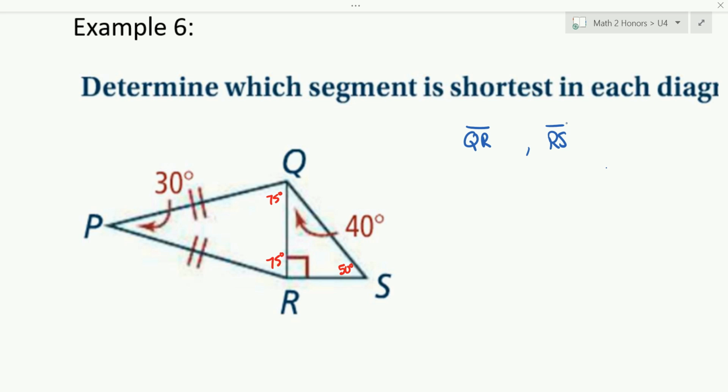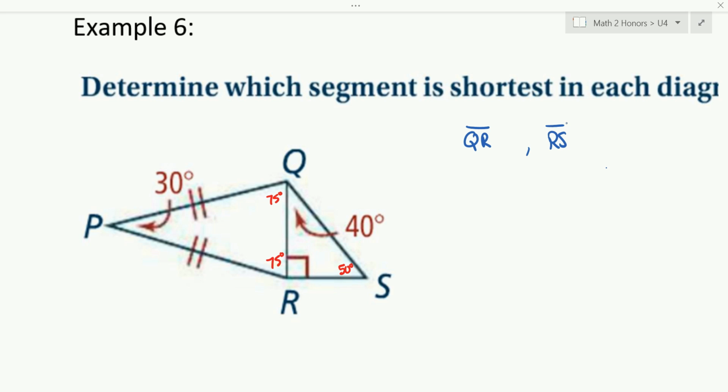QR is across from the 30 degrees, which is the smallest angle in the whole diagram. And I know why RS was picked too, because that's across from the smallest angle in the triangle on the right. So the side QR is across from the smallest angle on the left, and this is the smallest angle from this one, right?